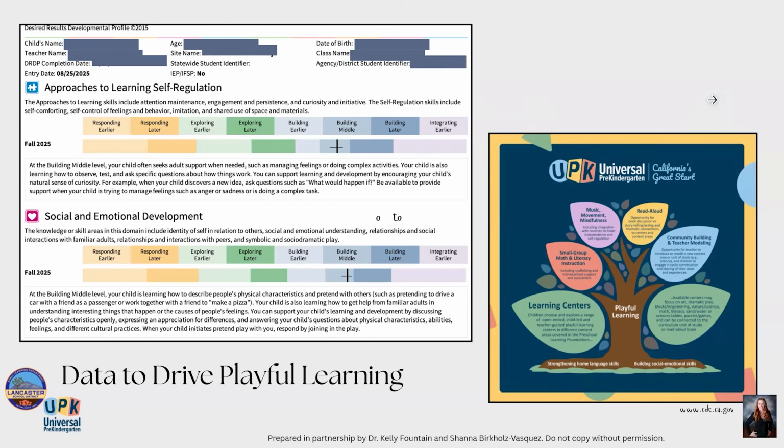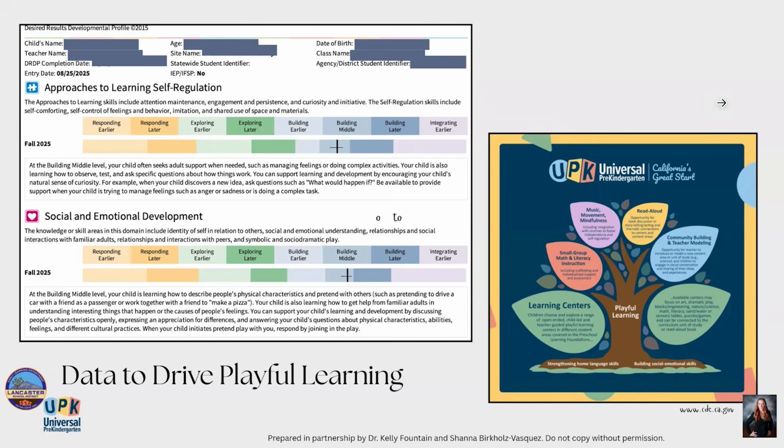This is an example of the parent report that comes out of DRDP. It gives the teacher information around where the child is functioning in the different bands of development. And these are correlated directly to the PTKLF, and it provides opportunities for the teacher to give the families a strength-based report about their child, and then opportunities also for the teacher to add in, here are some things you can do when you're out and about with your kiddo in the area of approaches to learning or in the area of social emotional development.